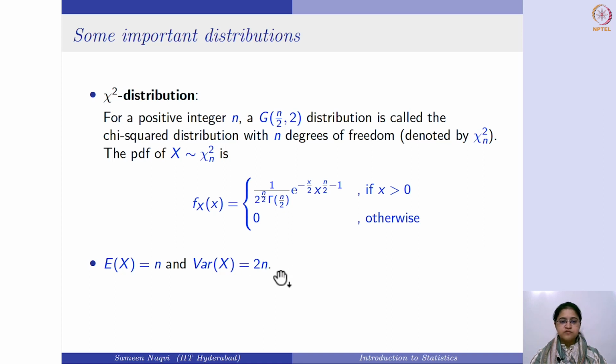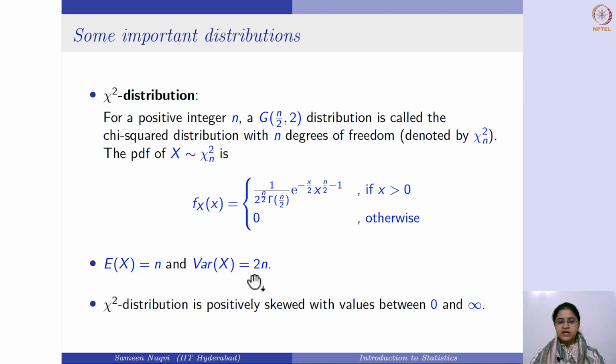So degrees of freedom are basically the number of values which are free to vary. Okay. So in this case, it is n, and chi-square is positively skewed from 0 to infinity. It will take value between 0 and infinity, unlike your normal distribution, which goes from minus infinity to infinity.